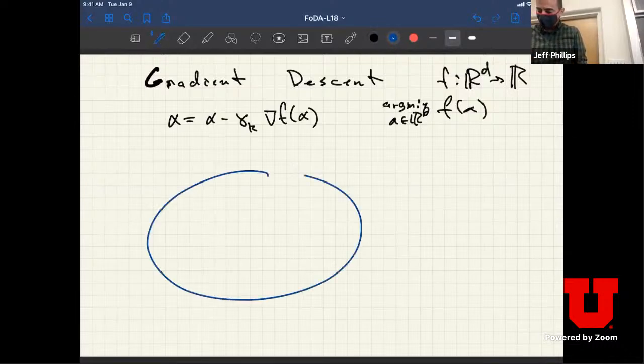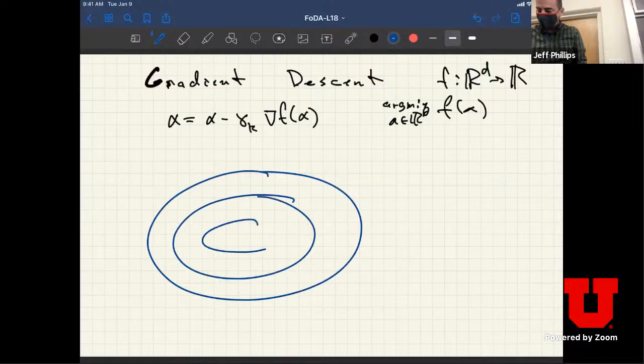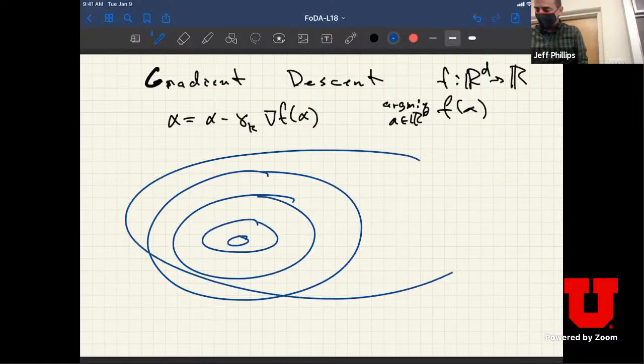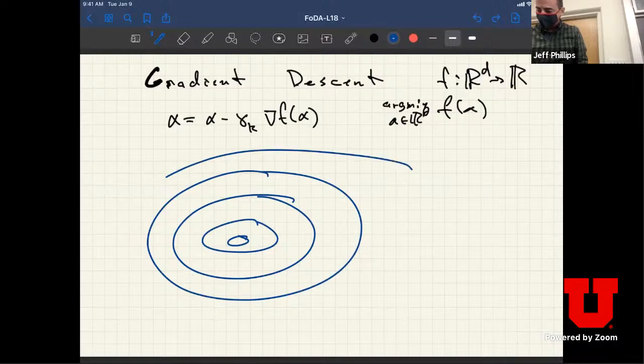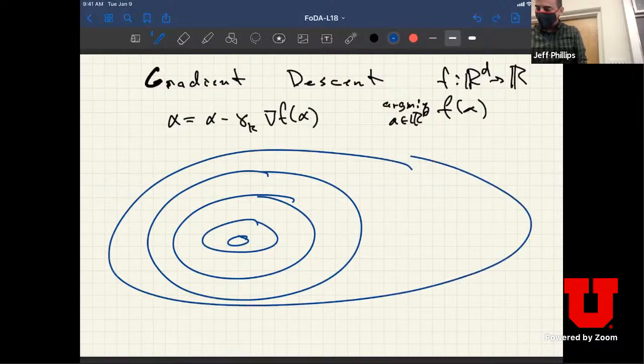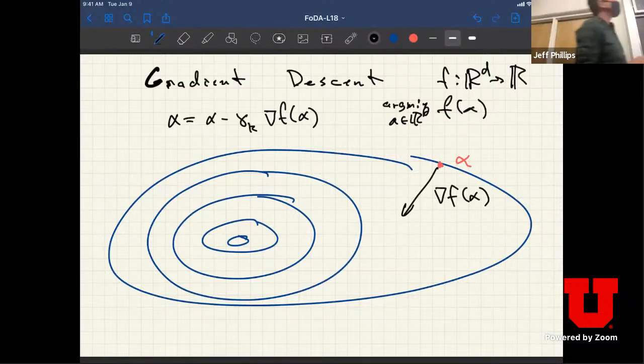Okay, we can think of having this function, right? So we have this function, and we will start someplace at alpha, and the gradient will give us some sort of direction. This will be the gradient of f at alpha. And then the gamma parameter, well, this is the negative of the gradient, right? So this is the negative of the gradient.